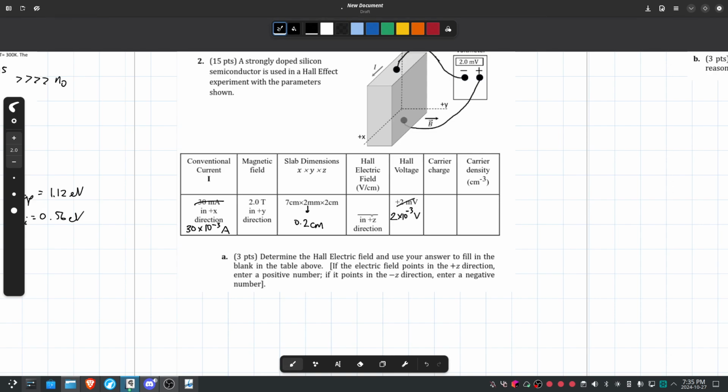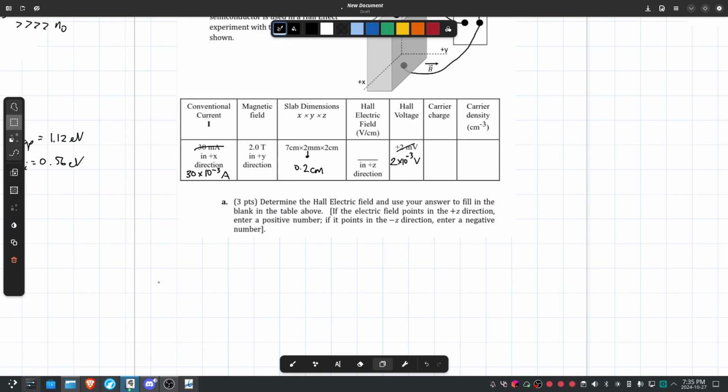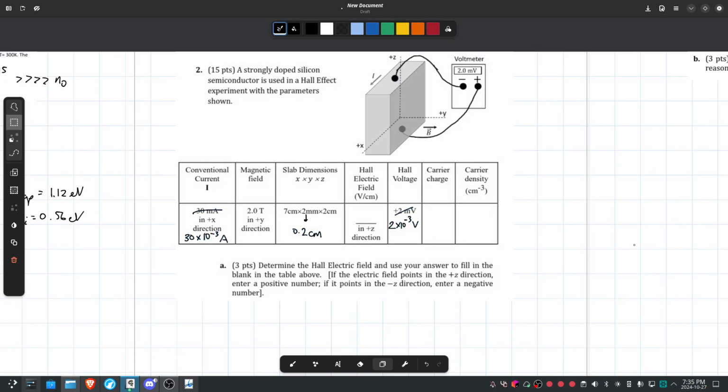Okay, so now we need to determine the Hall electric field. So that is, what is the electric field coming across the Z? And it's sort of hinted at here because it says Z. So, what is this electric field? Well, we know that this is going to be 2 millivolts.